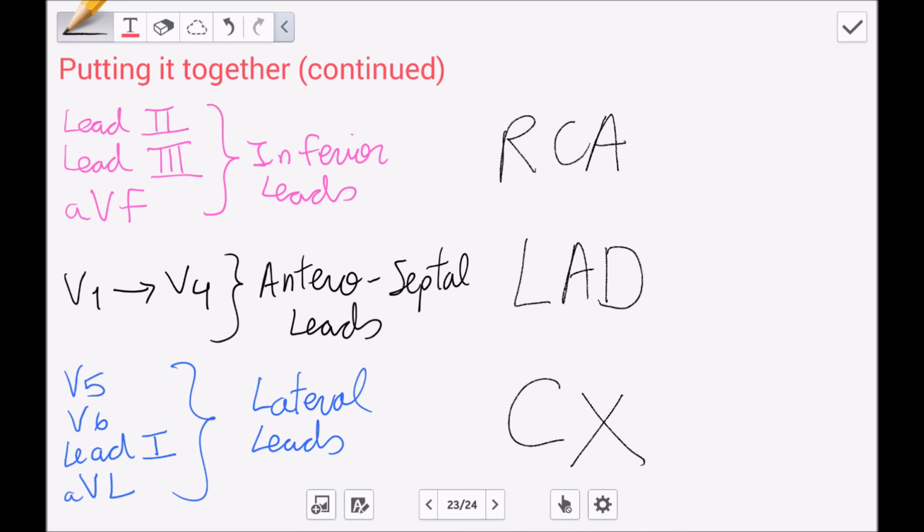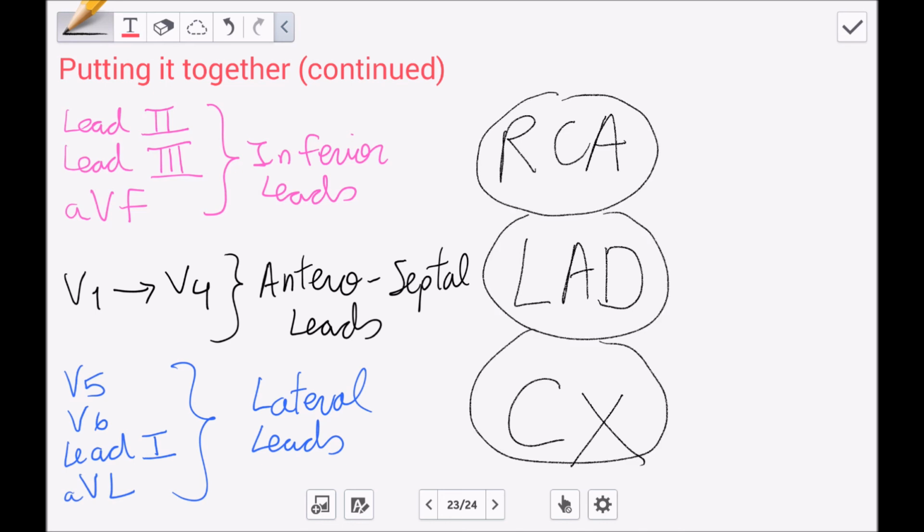So now you can start seeing that when you do see changes in different leads in your ECG, you can trace it back to which coronary artery is affected. And that will gear your treatment towards patients who come in complaining of chest pain, shortness of breath, cardiac symptoms. You do an ECG and you do see things in different leads, then it will trace you back to whatever coronary artery those leads represent.